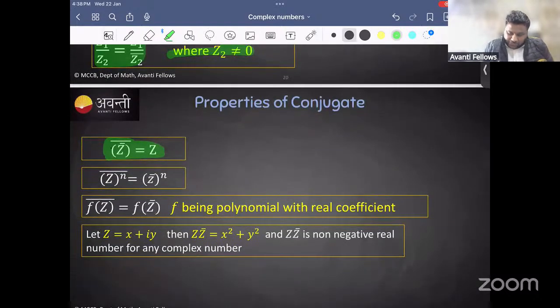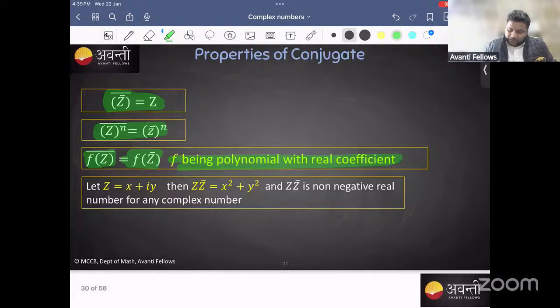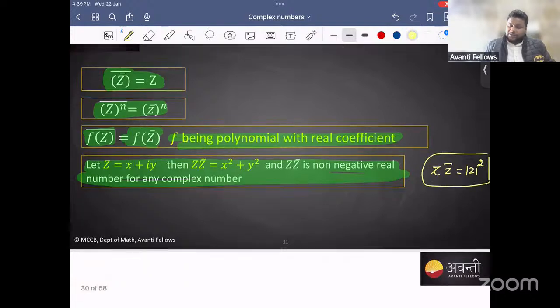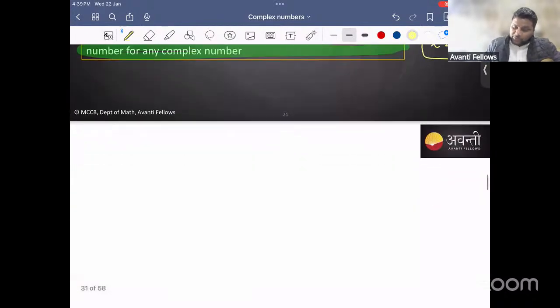Next, the conjugate of z to the power n is z conjugate whole to the power n. The conjugate of f(z) is f of z conjugate. That means if an equation is valid for a complex number, it is valid for its conjugate also, where f is a polynomial with real coefficients. Now again, they came with this property, which is very, very important. I told you that z z bar is magnitude of z whole square. Understood? Now let's do a question over it also.